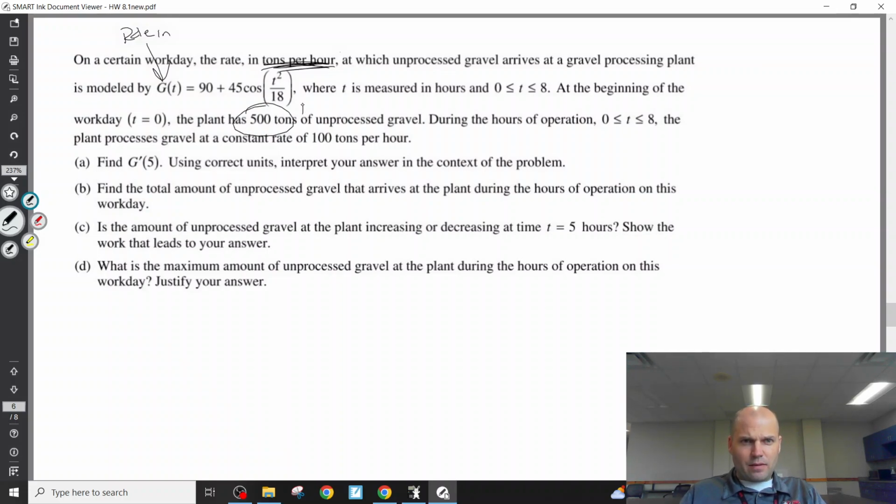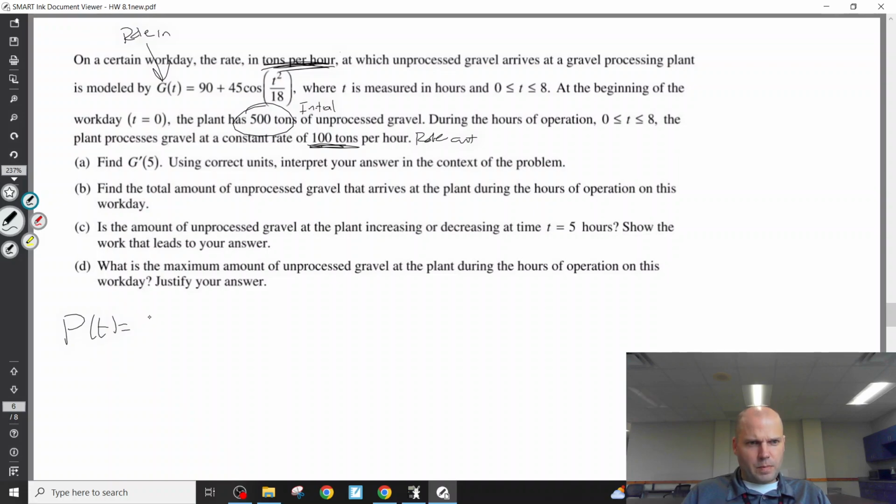Here's my initial amount. Here's my rate out. Tons per hour. You can do the math. 100 tons per hour over 8 hours, 800 tons total go out. All right? Or you can use an integral. Integral from 0 to 8 of 100 is 800. Anyways, let's write it down.